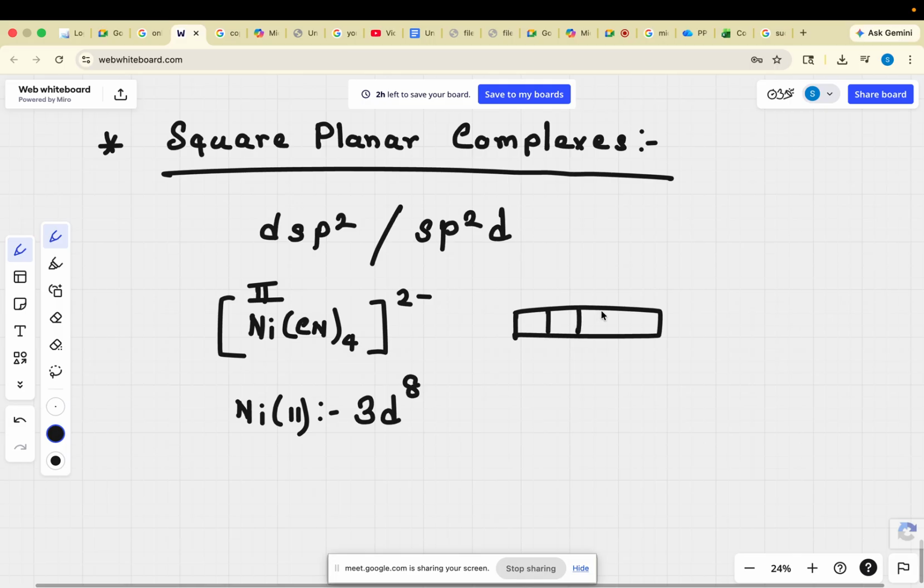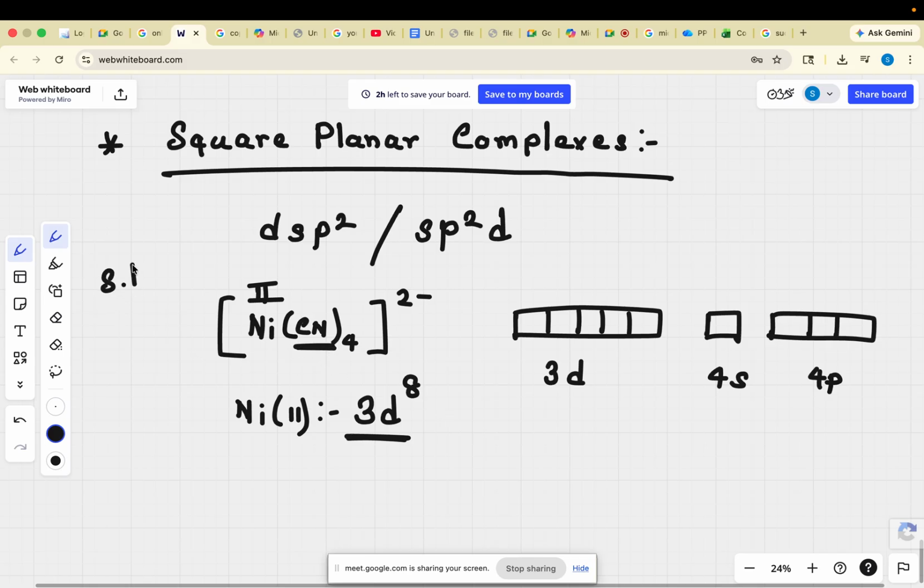so 1 2 3 4 5, this is your 3d orbital, this is 4s orbital, and this is your 4p orbital. Now if I talk about how many electrons you have, 8 electrons. And what is the nature of the ligand? The nature is strong field. So if you have strong field, that means pairing will take place, and when the pairing takes place, here you have one vacant d orbital, one s orbital, and here you have 3 p orbitals.